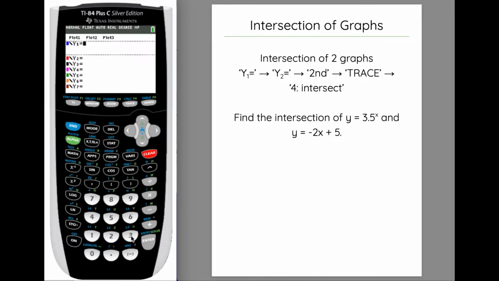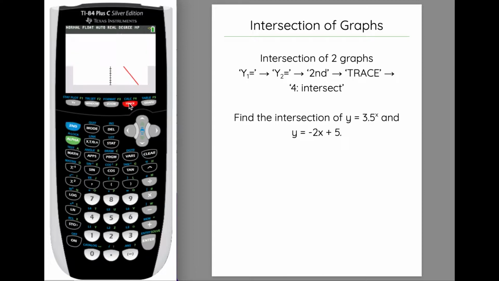So in this case, we're going to put 3.5 to the power of x as one of our functions, and the other one is -2x plus 5. And when we graph that, we should see 2 different functions here. The blue there, that's going to be our exponential, and then the red should give us a line with a negative slope. And we see that they intersect right here. So we want to find that point. What is that point there?